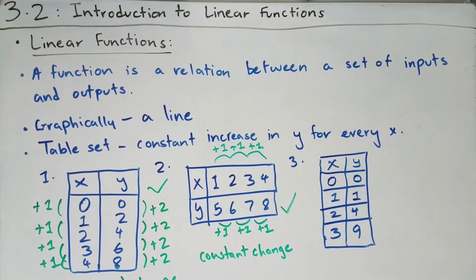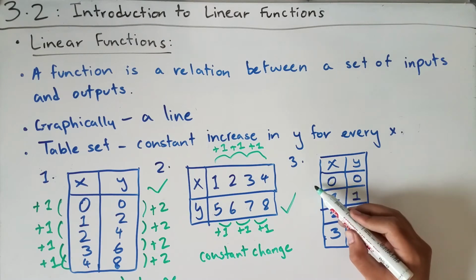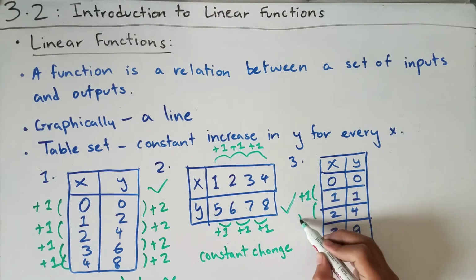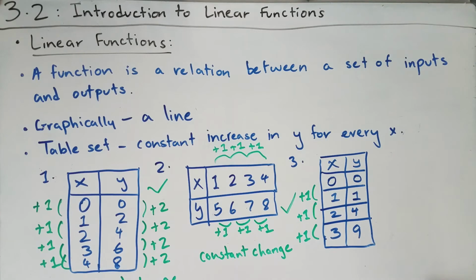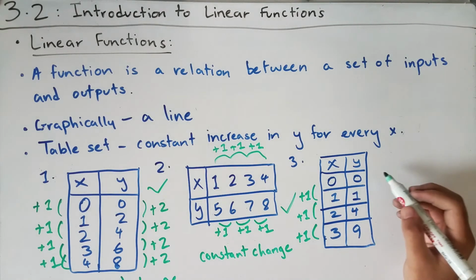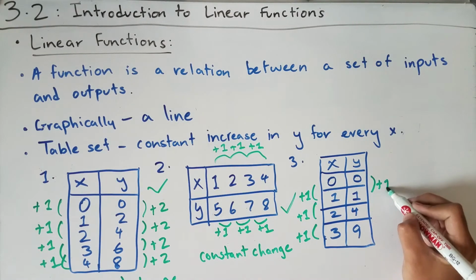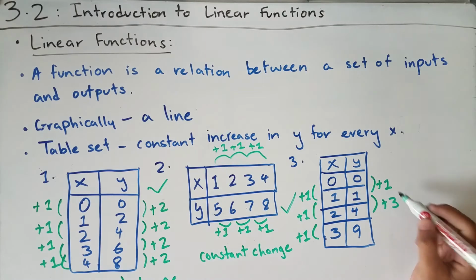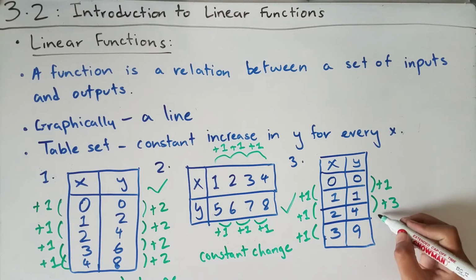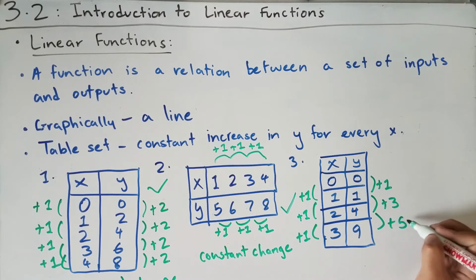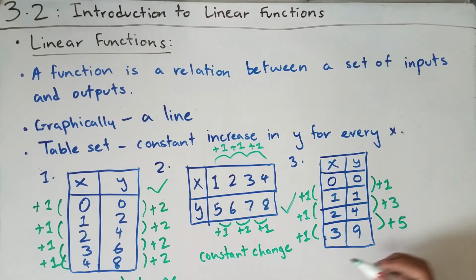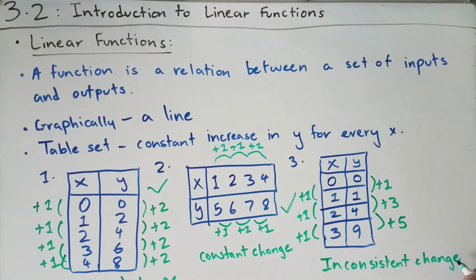What about number 3? Well, here I have a constant change for the x's by plus 1, another plus 1. Now let's look at the y values. The y values seem different. So here I have plus 1, but now I have plus 3. That one doesn't match with that plus 3, so it's not constant. Let's look at the next number. Well, now we're adding by 5, so this is not constant. So since there's an inconsistent change in the values for y with respect to x, this is not a linear function.